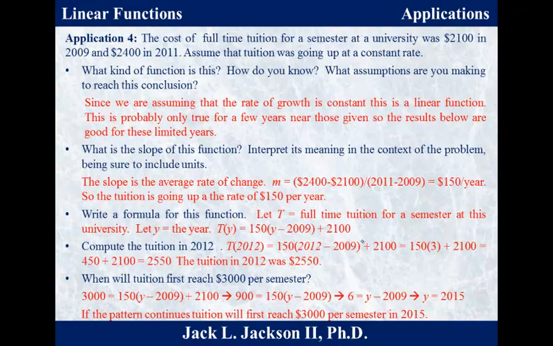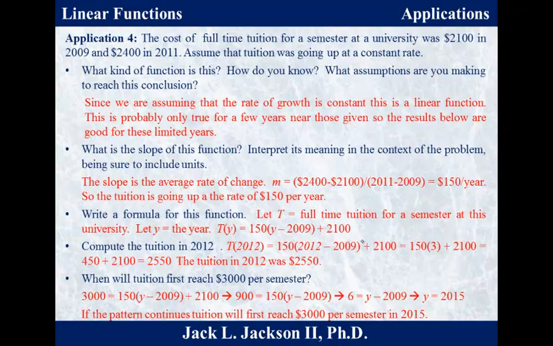So compute the tuition in 2012. It's t of 2012, put that in there. And actually I worked this one out step by step. The steps have a meaning here. So 2012 minus 2009 is 3. The 3 represents how many years have transpired since 2009. The 3 times 150 is 450. That's how much the tuition went up over those 3 years. The 2,100 was the initial tuition in 2009. So when you add those together, the total tuition is 2,550. So we put our answer in a sentence. The tuition at this particular college per semester in 2012 was $2,550.